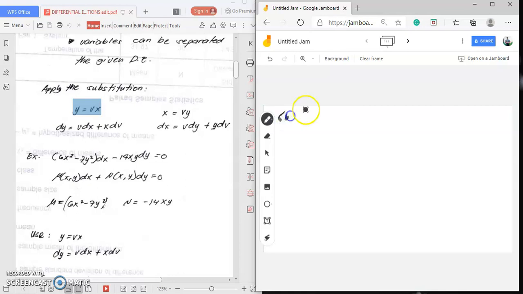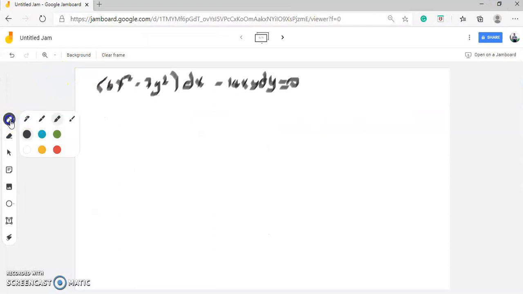The given problem is 6x squared minus 7y squared dx minus 14xy dy equals 0. So, let's change my marker. From here, we have this problem.